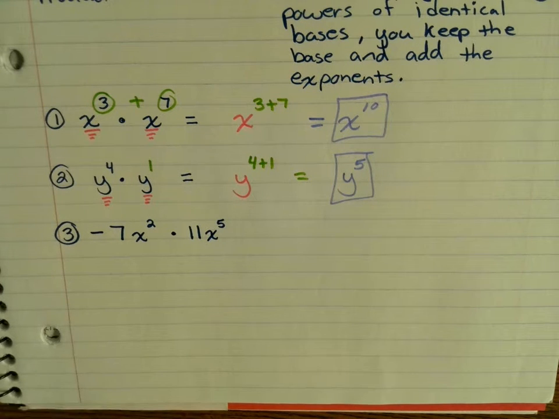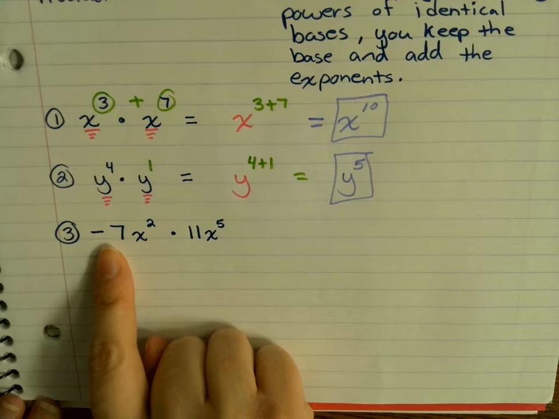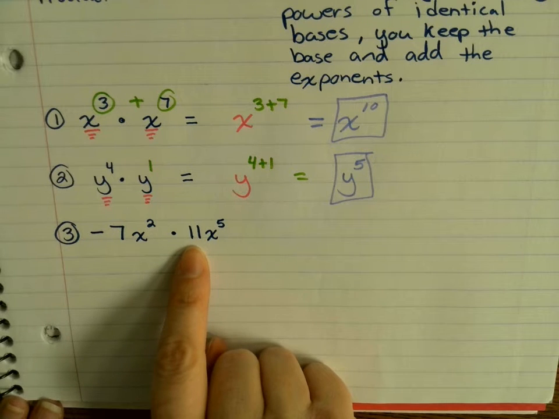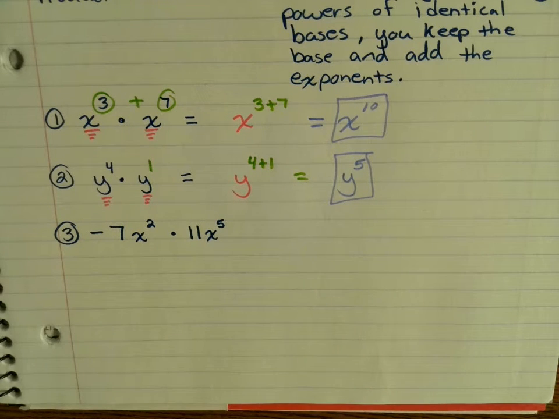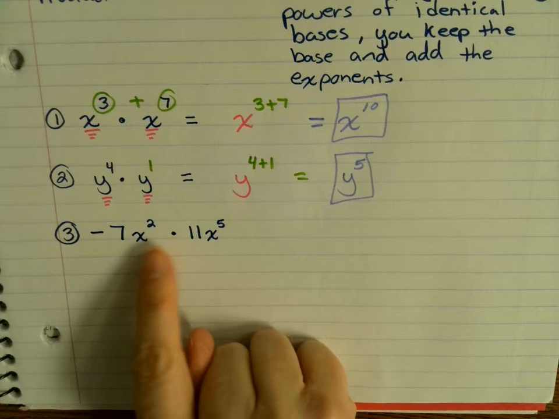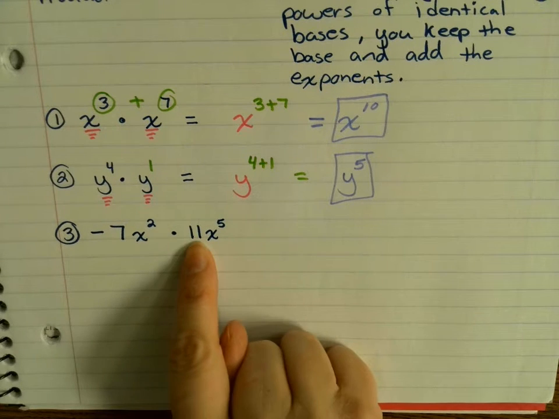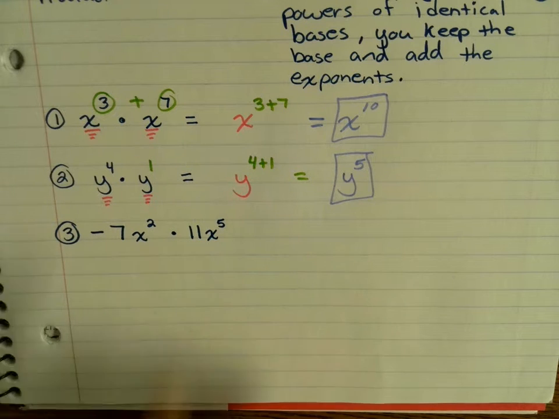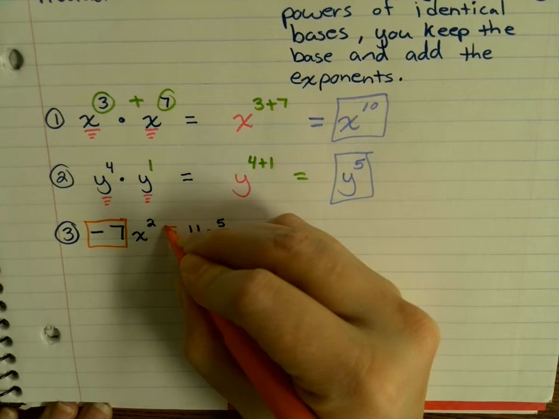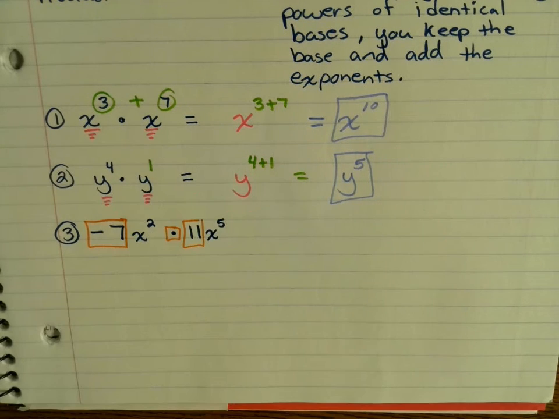So here in this situation, I have more than one base, right? -7 is a base. X is also a base. 11 is also a base. However, do I have any like bases with -7? No. Do I have any like bases with x? Yes. Do I have any like bases with 11? No. But do I know how to take -7 and multiply it by 11? Do we know how to do that?